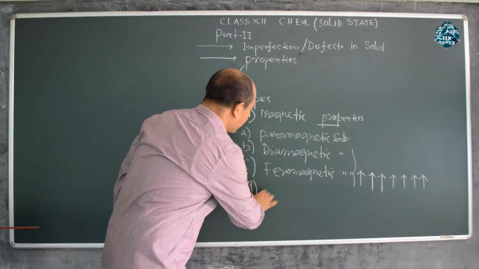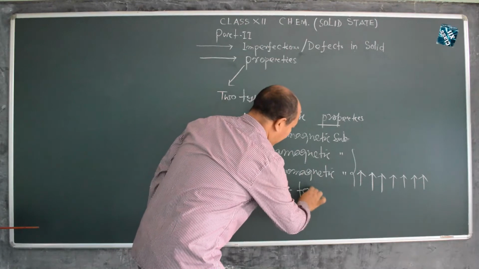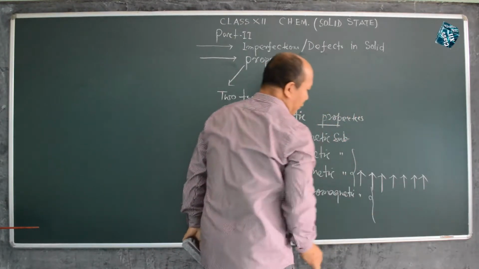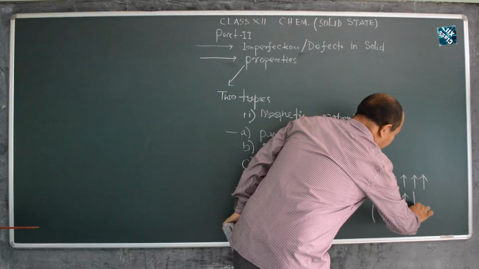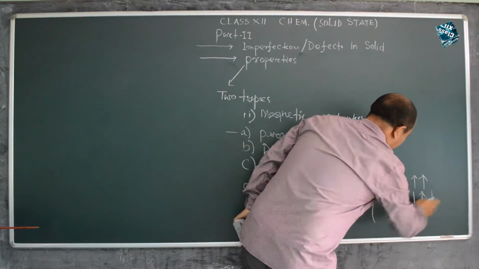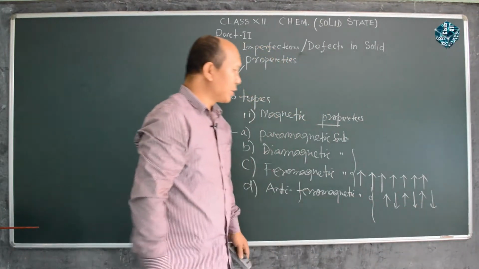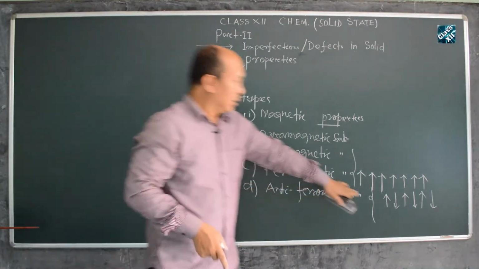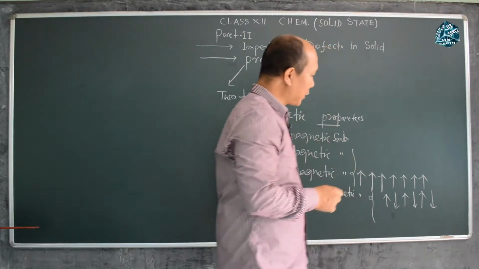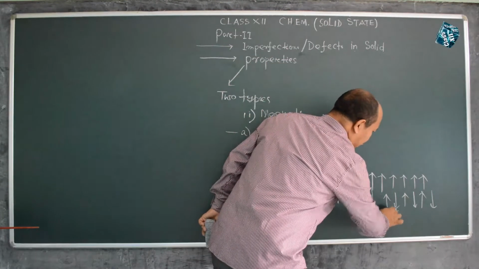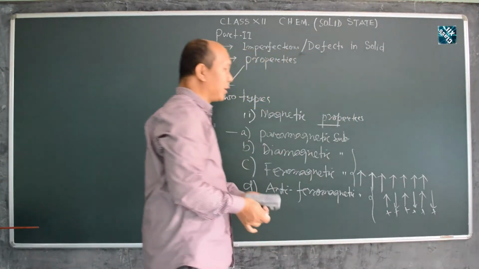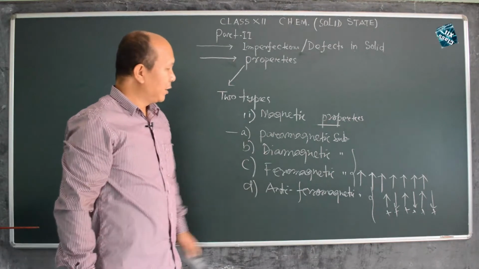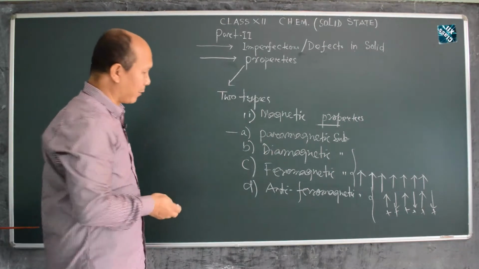Then comes anti-ferromagnetic substance. The magnetic domains are represented in the pictorial notation. In both directions, the parallel and anti-parallel domains are equal in number. That means the net magnetic moment is equal to zero, because equal numbers of parallel and anti-parallel domains in both directions cancel out. Such a type of substance is simply called an anti-ferromagnetic substance.